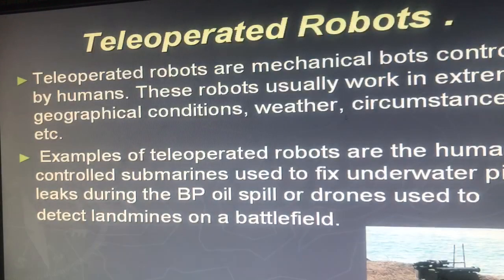And teleoperated robots. Teleoperated robots are mechanical bots controlled by humans. These robots usually work in extreme geographical conditions, weather, etc. Examples of teleoperated robots are the human-controlled submarines used to fix underwater pipe leaks during the BP oil spill, or drones used to detect landmines on battlefields.